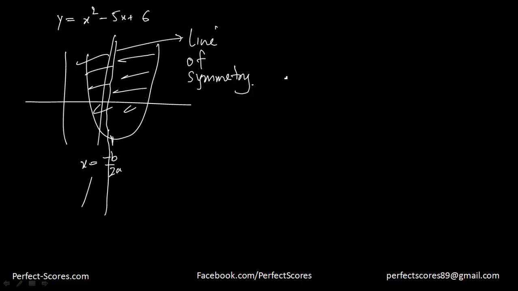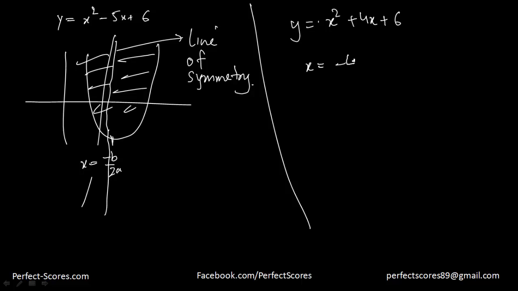So if you have any parabola, let's suppose y is equal to x square plus 4x plus 6, then x equals minus 4 over 2, that is x is equal to negative 2. This line is going to be cutting the whole parabola into two equal parts, right? So I hope you're able to understand what I'm trying to say here, guys.